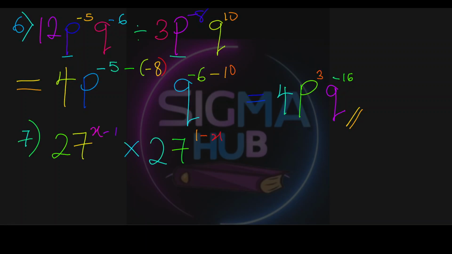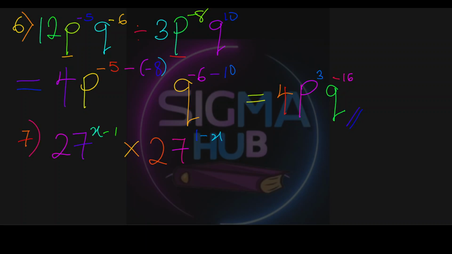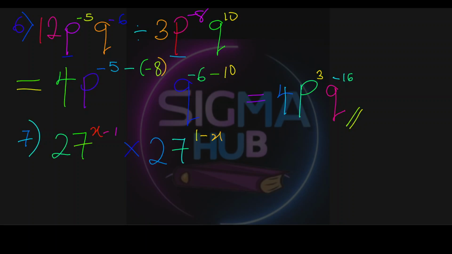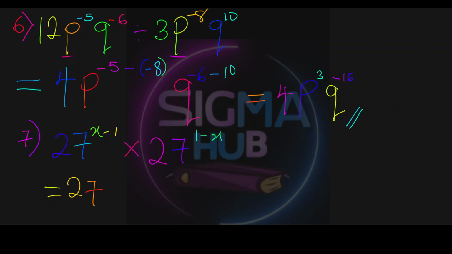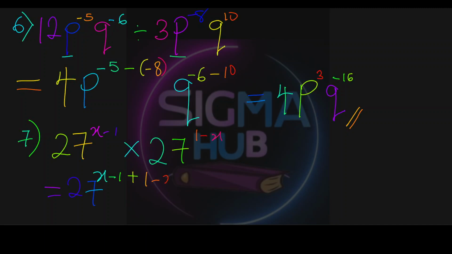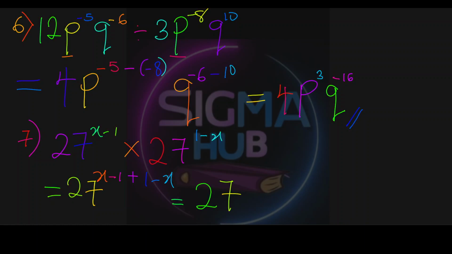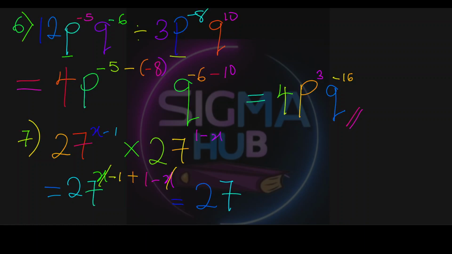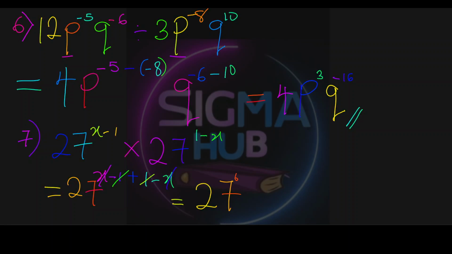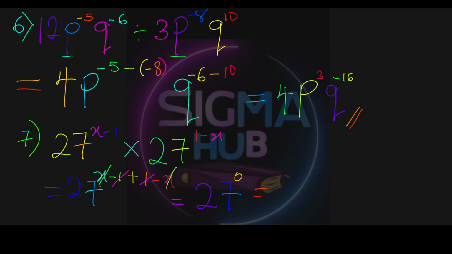Now, 27 raised to the power of x minus 1 times 27 raised to the power of 1 minus x. So the base is the same, so we have to add the powers. It's going to be equal to 27 raised to the power of x minus 1 plus 1 minus x. This is going to be equal to 27 raised to the power of x minus x, which is 0, then minus 1 plus 1 is also 0. So that's 27 raised to the power of 0, and the final answer is 1.